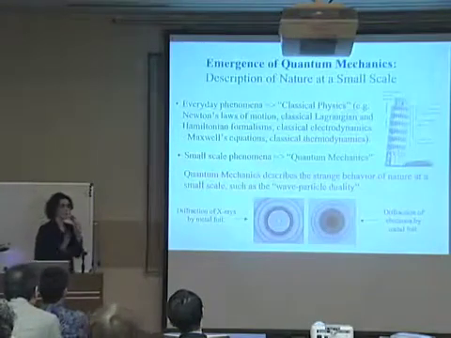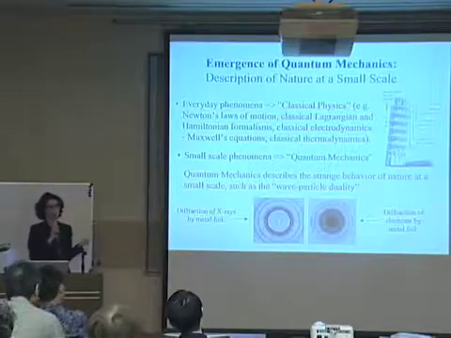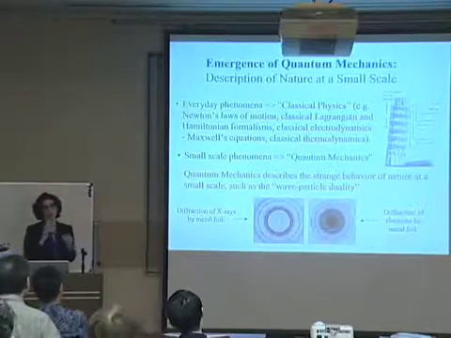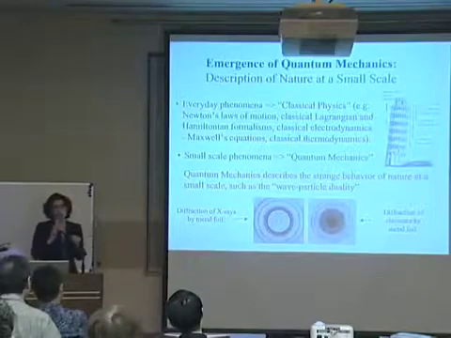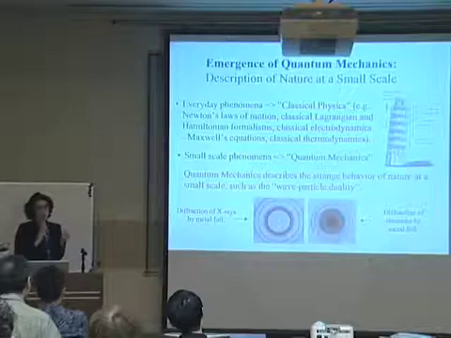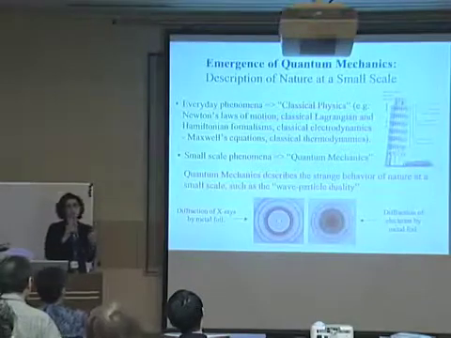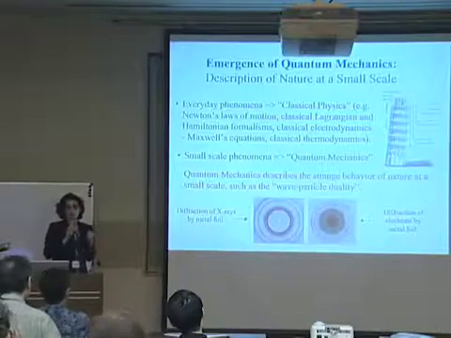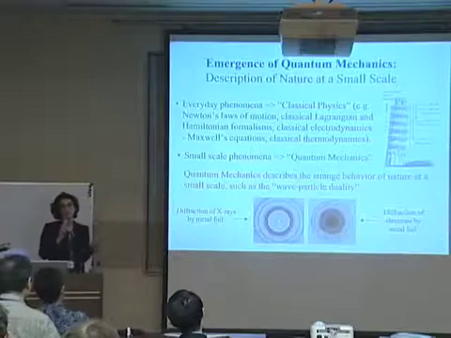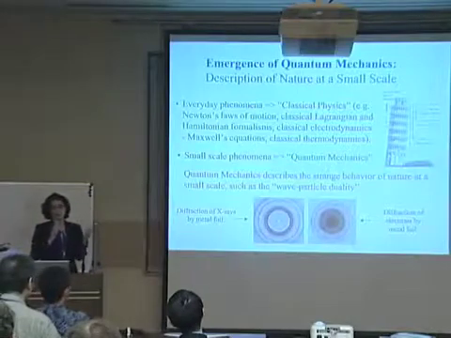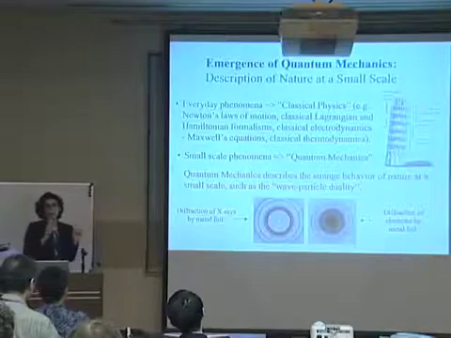But for now, I'm going to give the people of different backgrounds a few notions about quantum mechanics that will help you understand the rest of this talk. The emergence of quantum mechanics: quantum mechanics emerged as a need to describe the world at a very small scale. For everyday phenomena, we're perfectly well off with classical physics laws. We have laws of motion and laws of electrodynamics, Maxwell's equations. We do perfectly well with those.